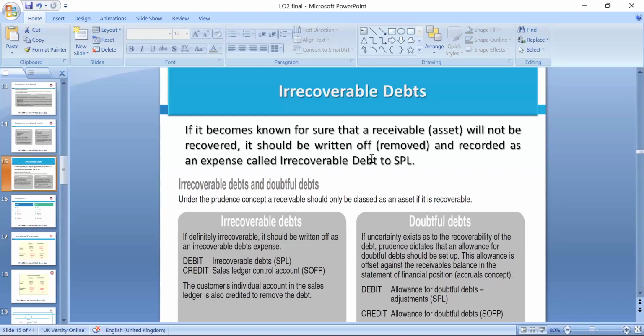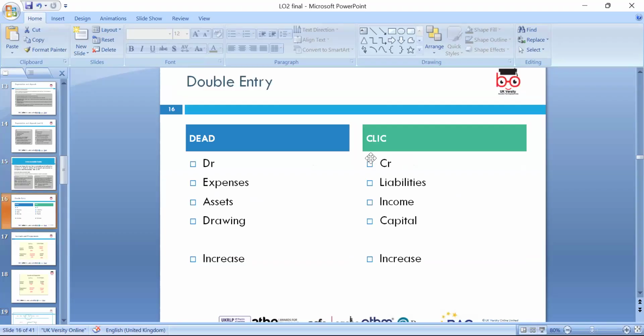So these are the double entries. When you make adjustments in depreciation and bad debts, always follow the double entry rule: what goes on the debit are the expenses, assets, drawings. When these increase, we do debit. When they decrease, we do credit. The opposite of debit is credit. Liability is credit, income is credit, capital is credit. When these increase, we do credit.